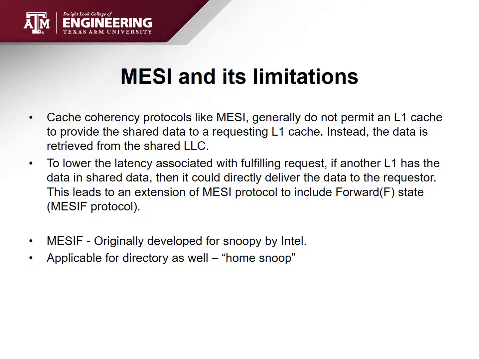So in MESI, the E state indicates that a cache block is resident only in a single L1 cache, but it has a clean copy of it. The M state indicates that the block has been modified by a particular cache and that it exists only in that cache, but the copy in the main memory or the LLC is out of date. So in MESI, when there is an attempt to share a block in the exclusive state, only the LLC provides the requested data, even though the data is available in another L1 cache.